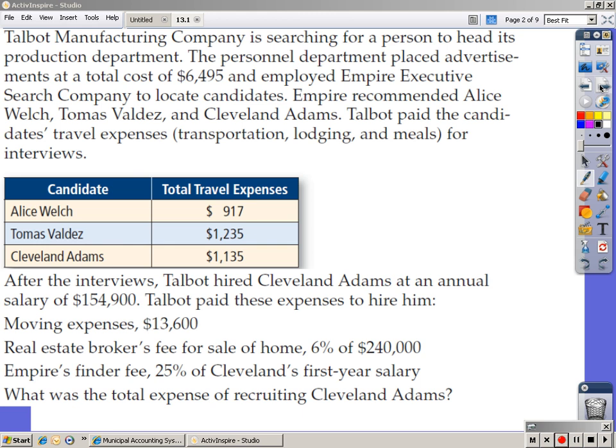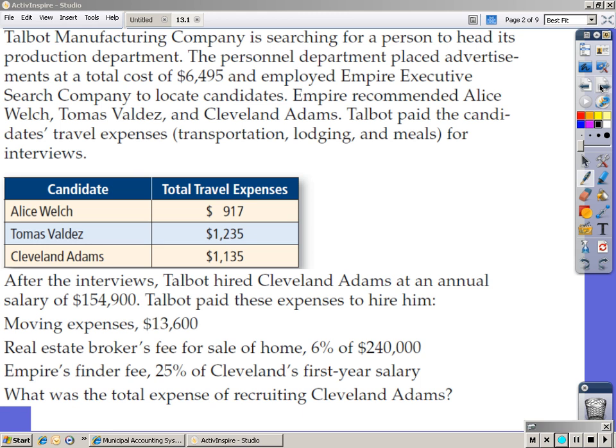After the interviews, Talbot hired Cleveland Adams at an annual salary of $154,900. Talbot paid these expenses to hire him. They paid moving expenses of $13,600, real estate broker's fees for the sale of the home, which was 6% of $240,000, and Empire's finder fee, 25% of Cleveland's first year salary. So finally, after all that, the question is, what was the total expense of recruiting Cleveland Adams?